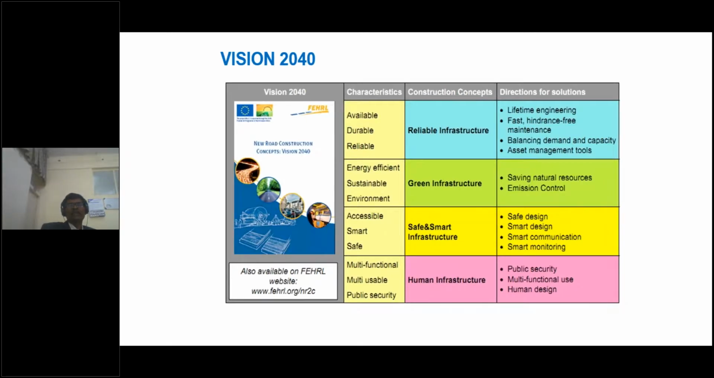So end of the day, in the industry, we need a reliable road infrastructure, green infrastructure, smart infrastructure. More than that, human infrastructure, it should serve its intended purpose.